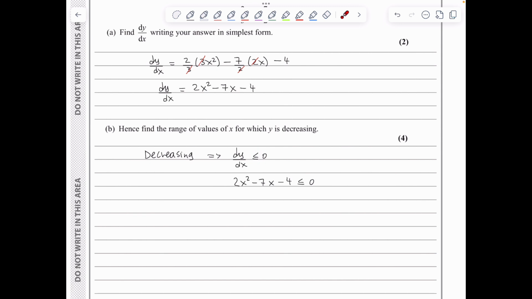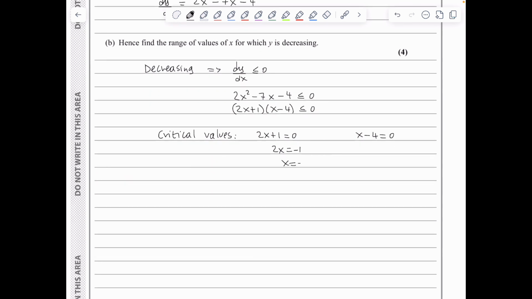I will now proceed in factorizing the left-hand side into 2x plus 1, the first bracket, x minus 4, the second bracket, being less than or equal to 0. And I will proceed in finding the critical values, which are those values of x that will make the left-hand side 0. So we're looking at 2x plus 1 is 0 and x minus 4 is 0, leading to 2x is negative 1, which means that x is minus a half or x is 4. These are the two critical values, and I can proceed into plotting them on a smiley-shaped parabola.